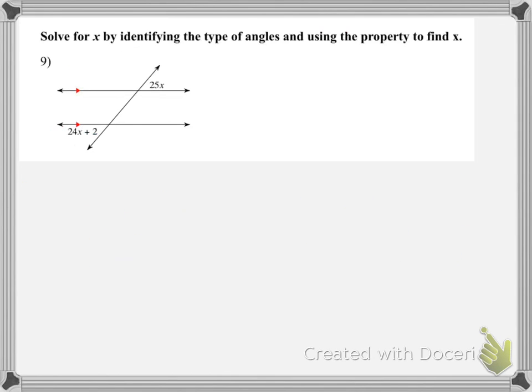All right, number 9 is asking us to solve for x by identifying the type of angle and using its property to find x. And so here, if we're looking at them, they're both outside of the parallel lines and they're on opposite sides. Therefore, this is what we're going to call alternate exterior.